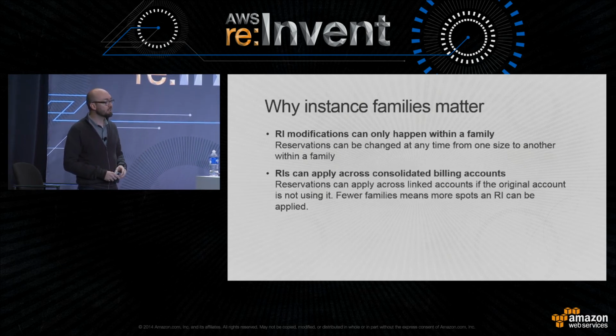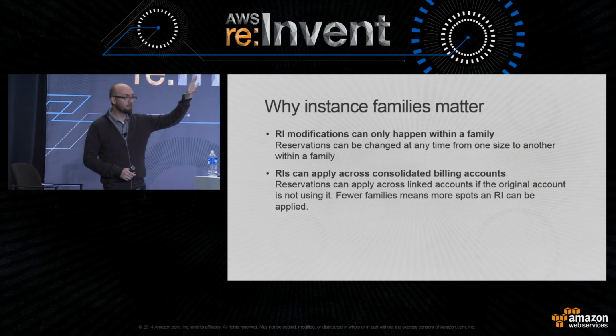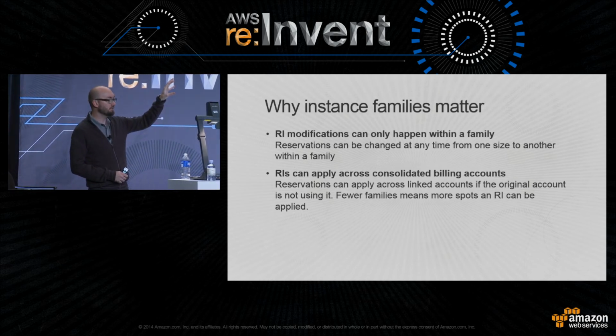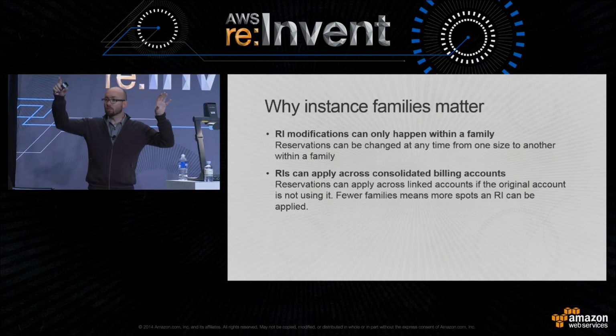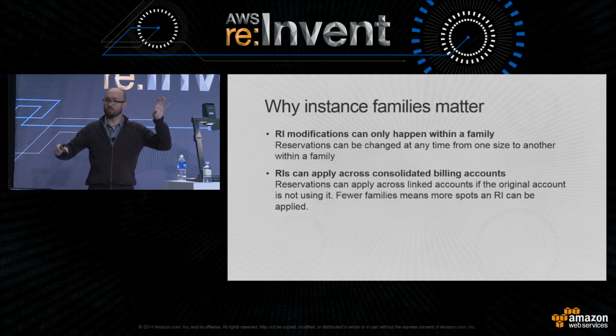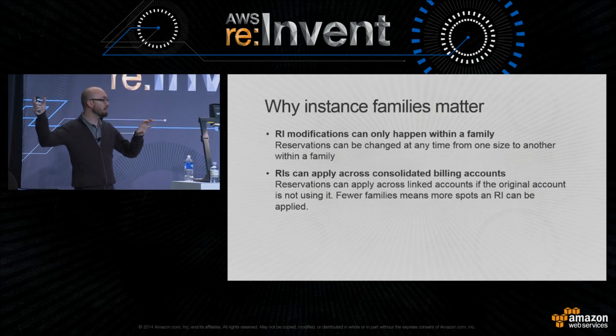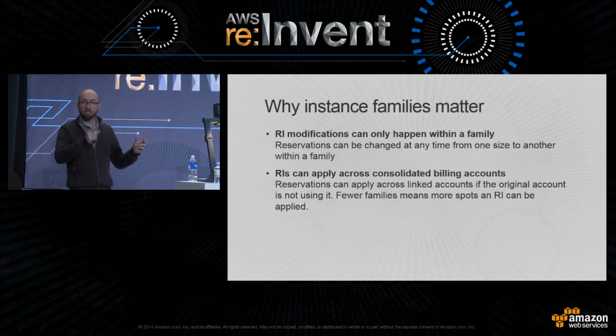And then the second thing is RIs can be applied across consolidated billing accounts. So if you buy an RI in account 1, but there's no instance to apply it to, Amazon will automatically look through the rest of your consolidated billing structure and see if there's an instance running in account 2 that it can apply it to. And if there is, then that instance will get the cost savings.